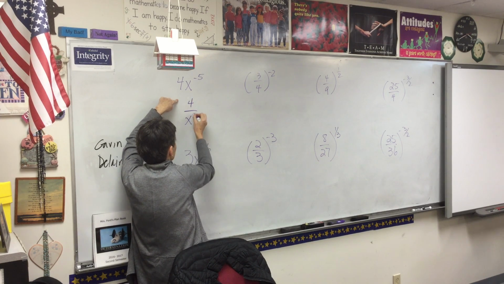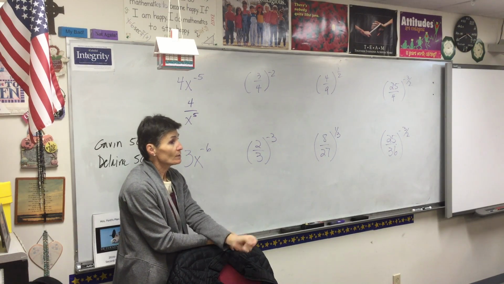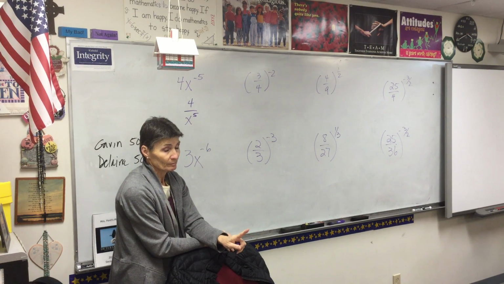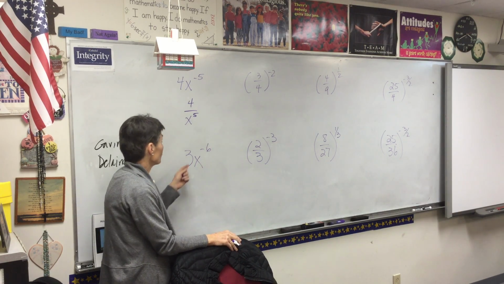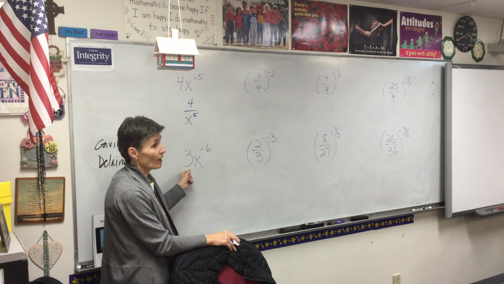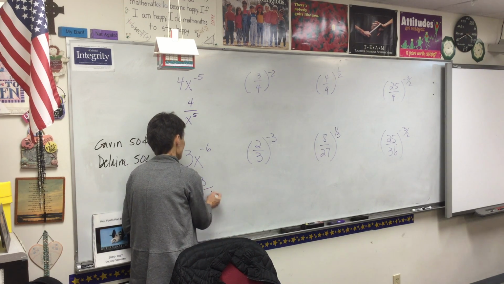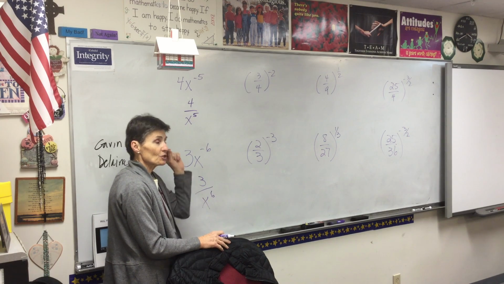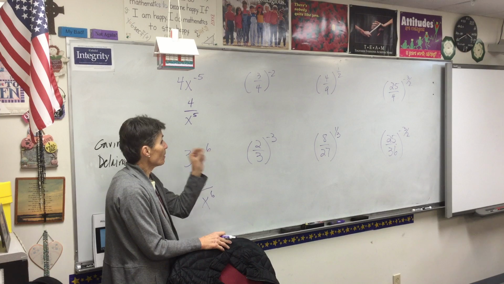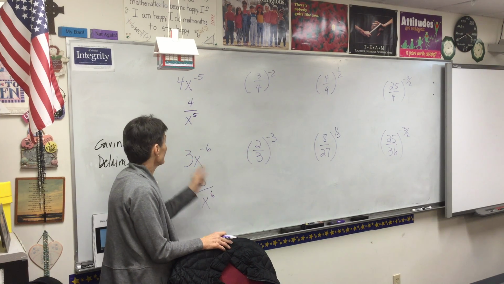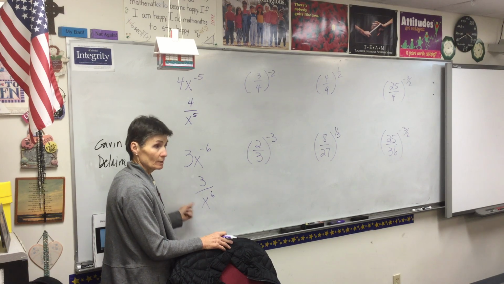4 over x to the 5th. Oh, yeah. Remember, negative exponents go to the bottom. The flip thing, remember? So, this is your quiz question, right? So, what's this going to be? 3 over x to the 6th. You shouldn't miss that. Anything with a negative exponent is going to go to the denominator. The 3 does not have a negative exponent, so it's staying there.